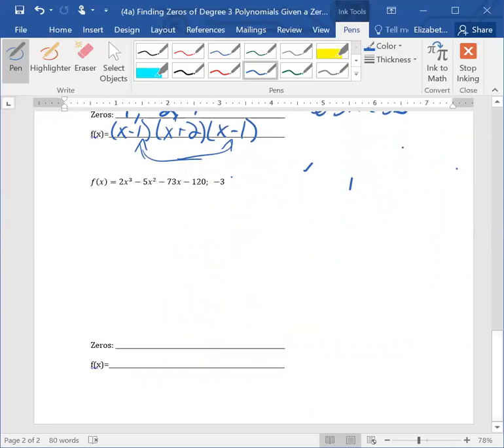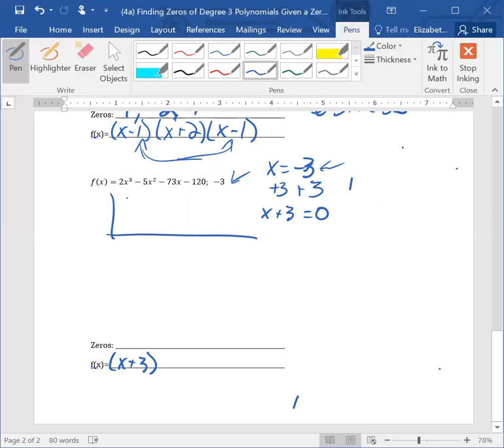We know that negative 3 is our 0. We want to find what that factor is. So x equals negative 3. I want this to be 0 on the right here, so I'm going to add 3 to both sides. So x plus 3 equals 0. So my first factor is x plus 3. And then let's do our division, making sure we watch for those placeholders if we need them.